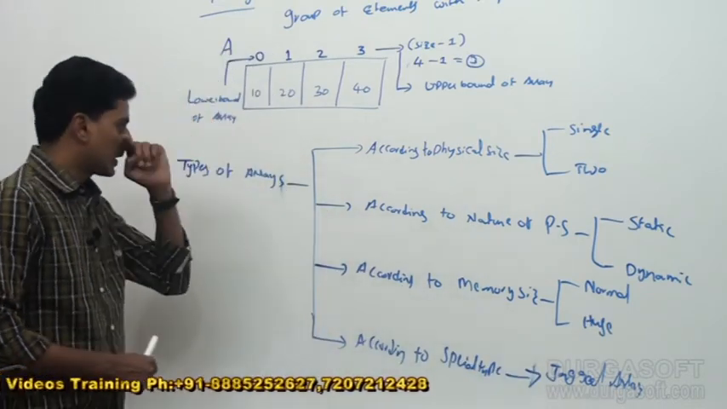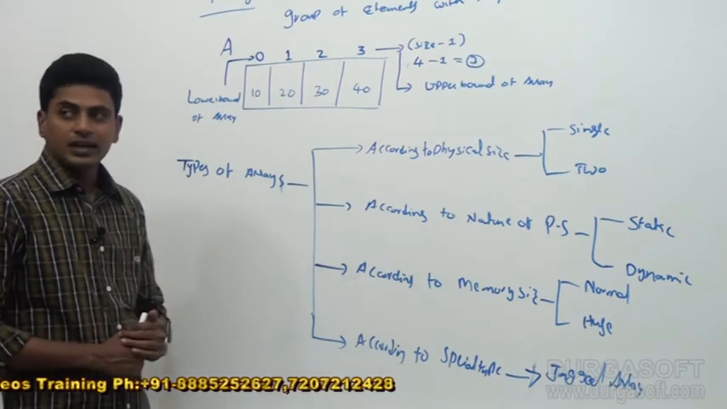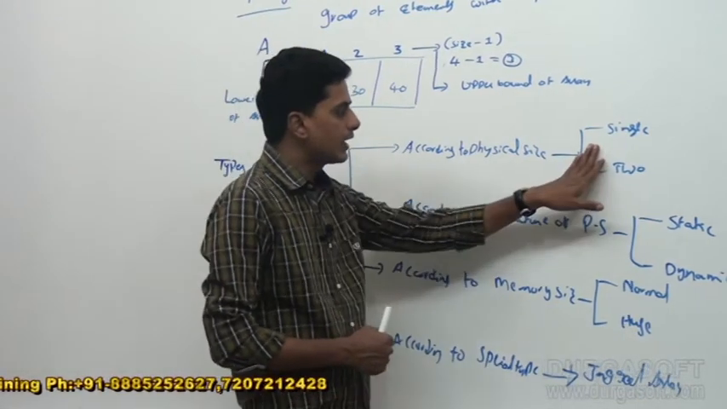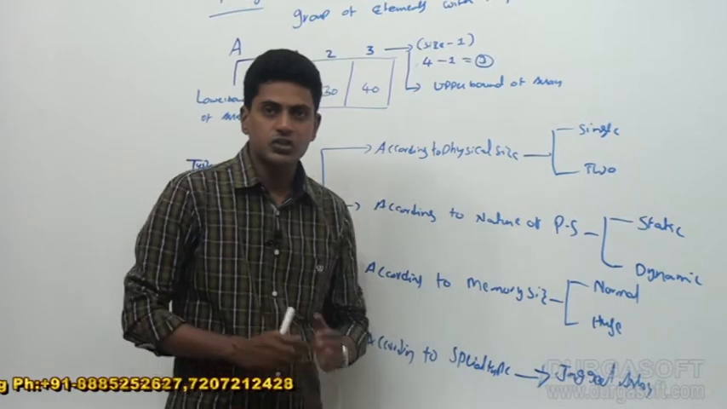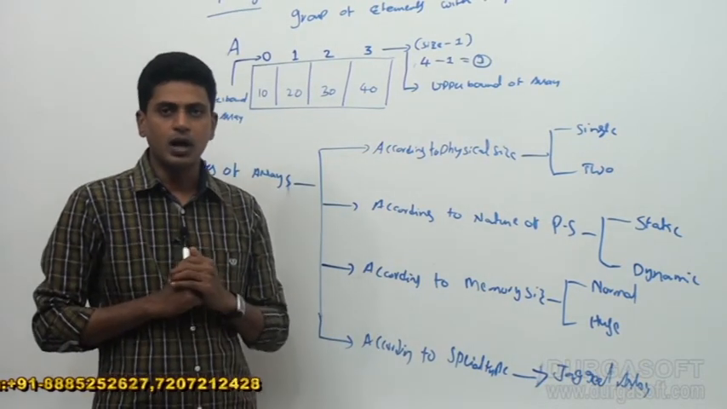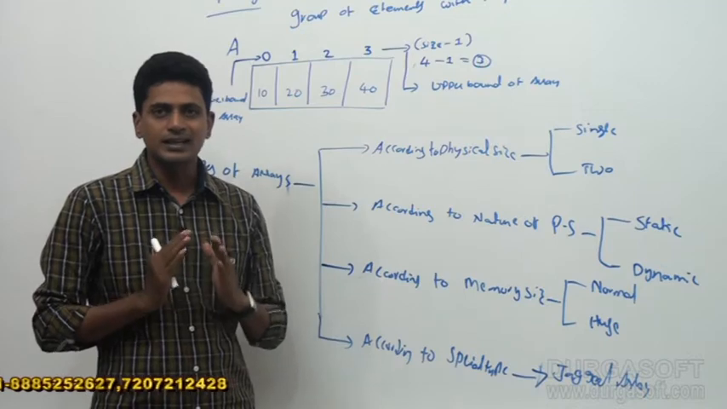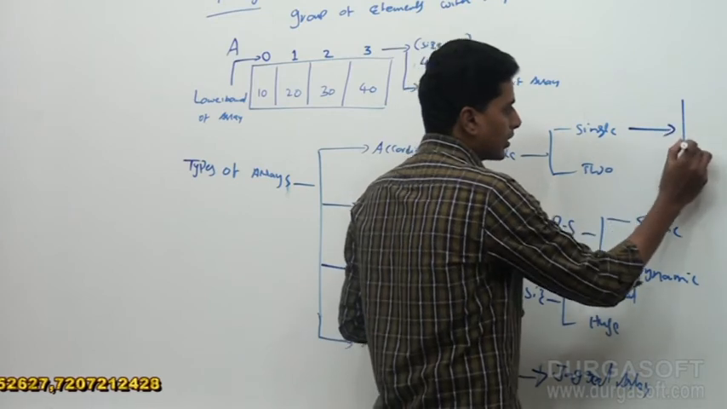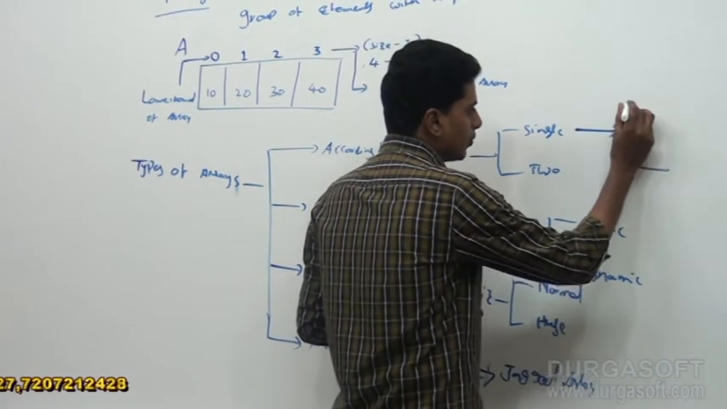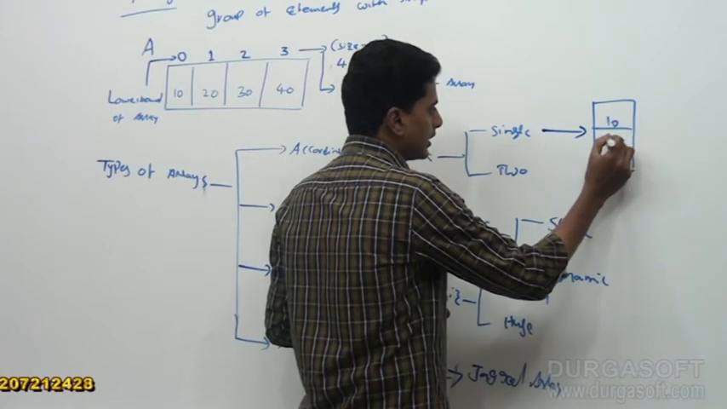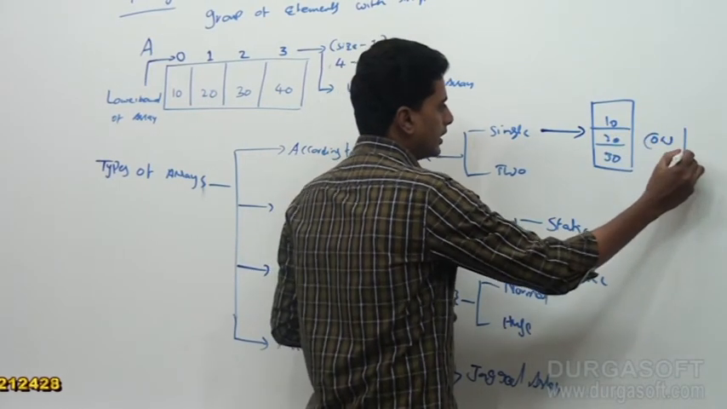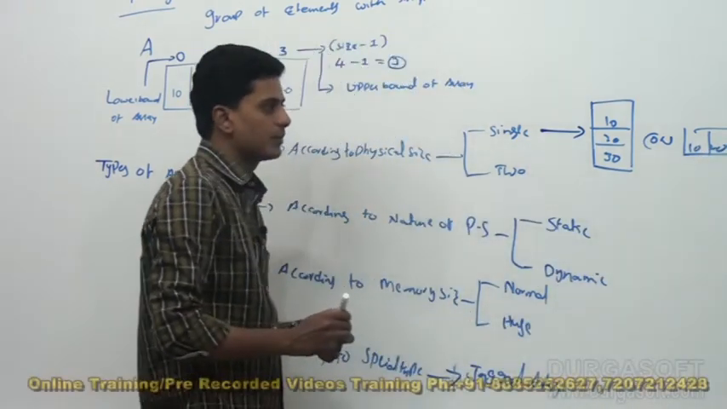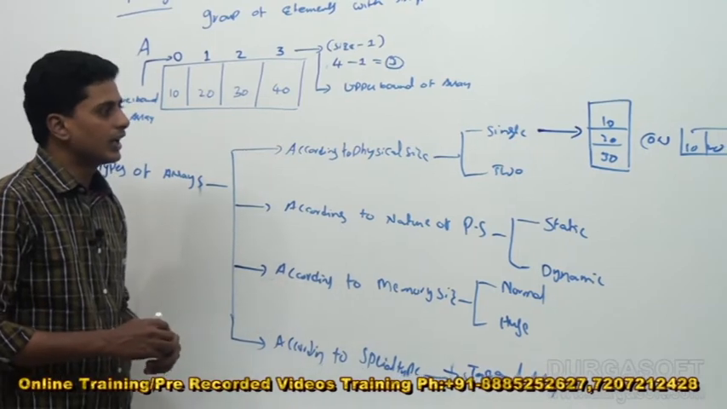Okay, right. Let's talk about single dimensional array and two dimensional array. So what is a single dimensional array? A single dimensional array means an array which contains only one row or one column. So this is one column, it contains three elements, or it is also called one row. An array which contains only one row or one column is called a single dimensional array.